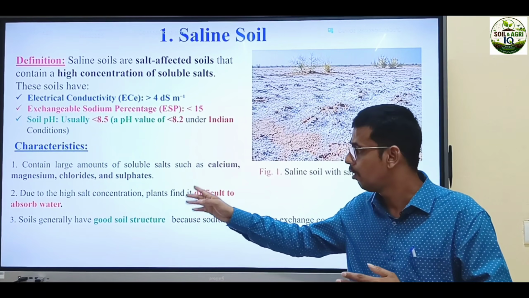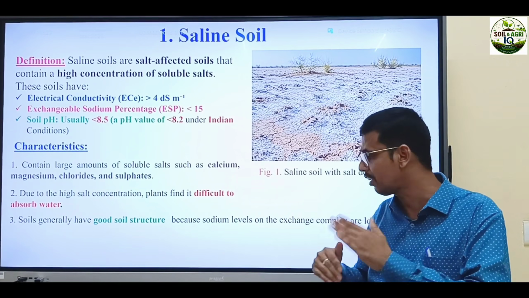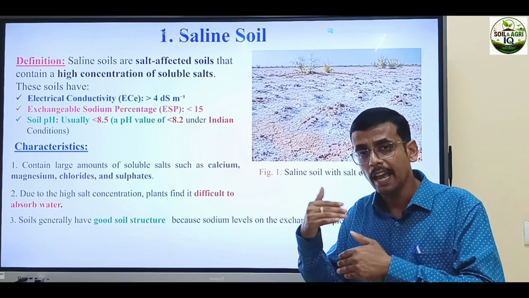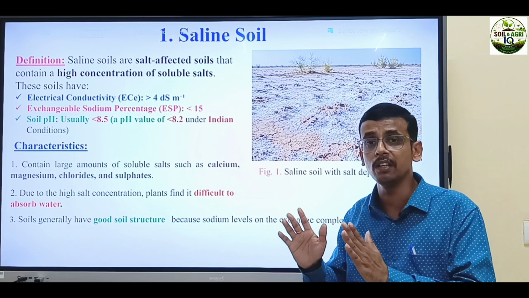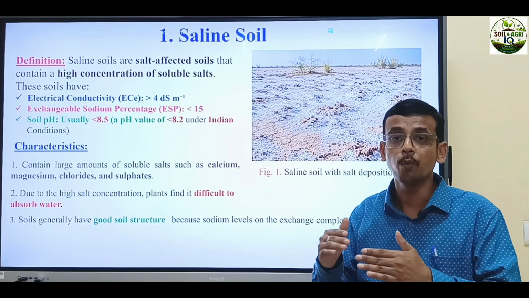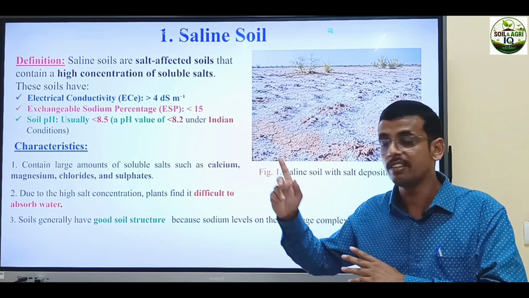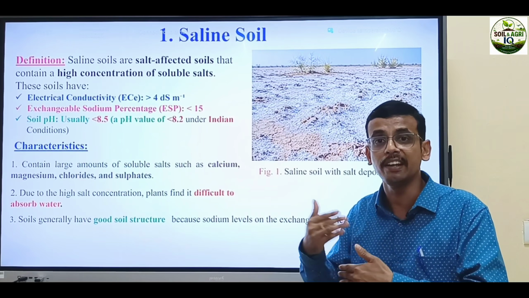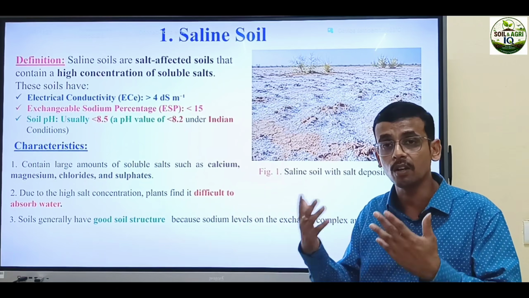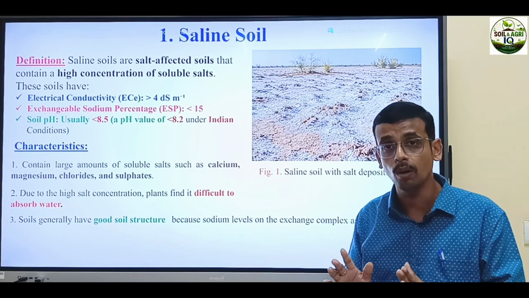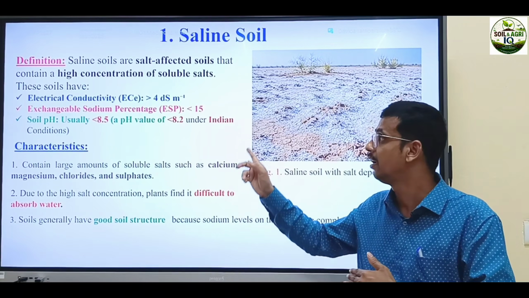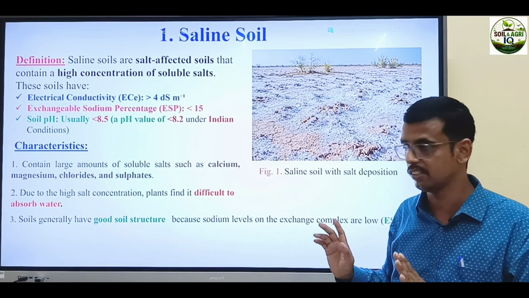But in case of saline soil, they do not have much sodium in the exchange complex because ESP is less than 15. Apart from this, the dominating cations in this soil are calcium and magnesium. Calcium promotes good aggregation because it is an aggregating agent. It causes the aggregation or flocculation of the soil particles. So it promotes soil aggregation, which means better soil structure. That's why saline soil, as compared to sodic soil, has good soil structure.